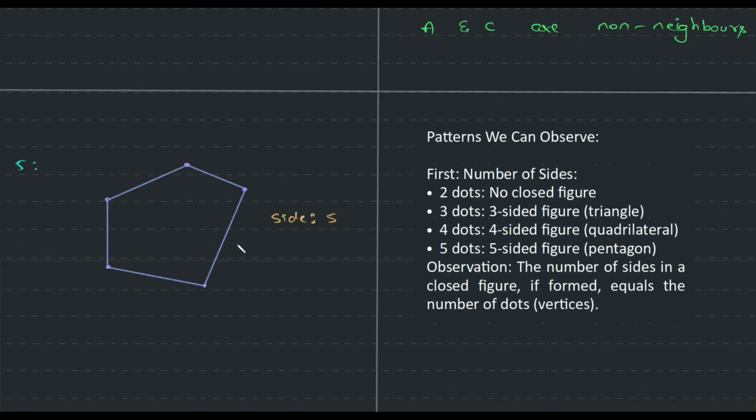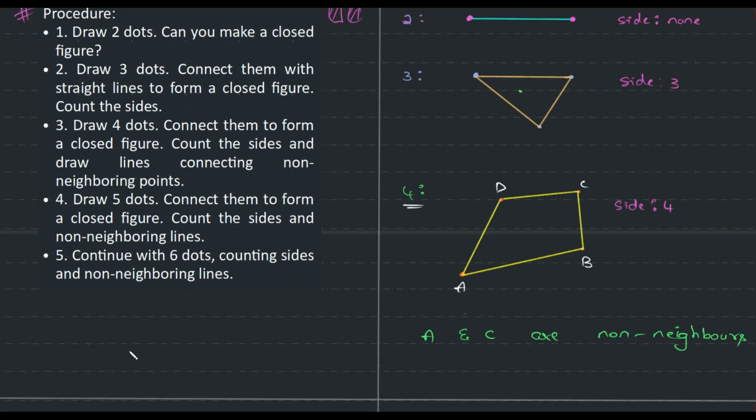Similarly, if I name this A, B, C, D, and E, point E is a neighbor to A and D, but not to C and B, correct? C is a neighbor to D and B, but not to A and E. So they are not neighbors.